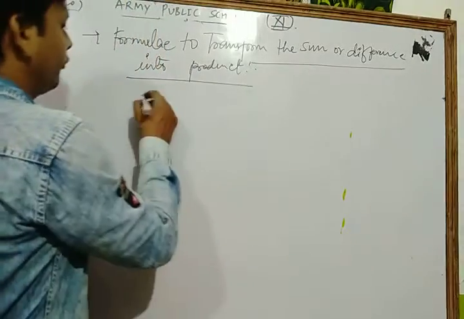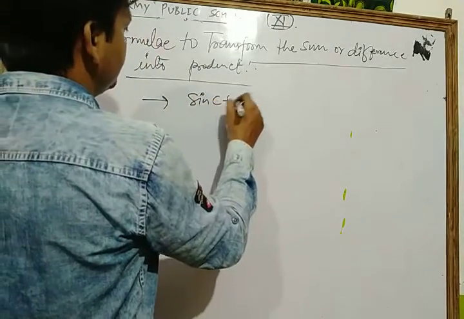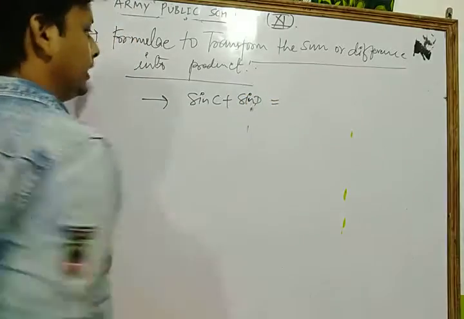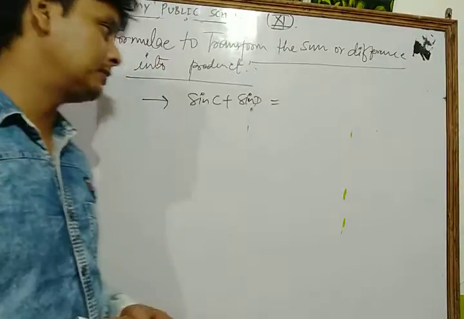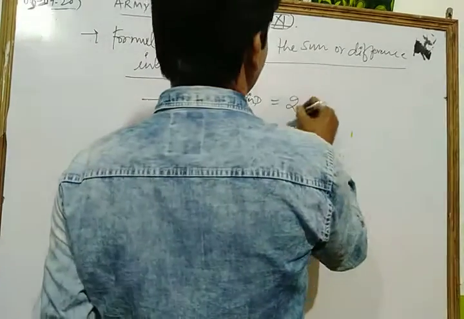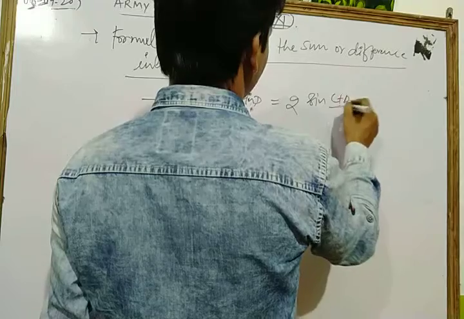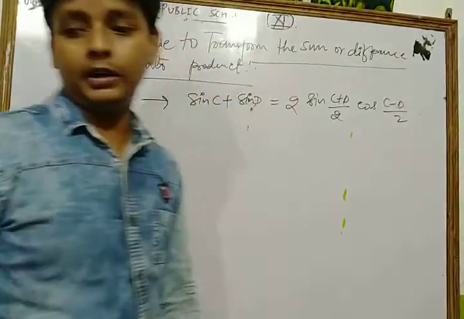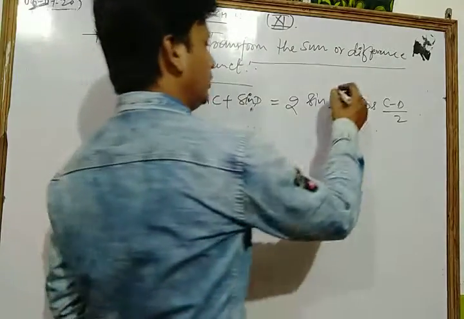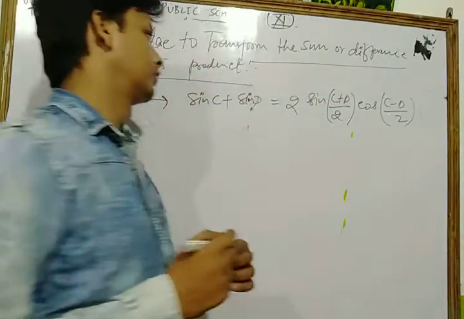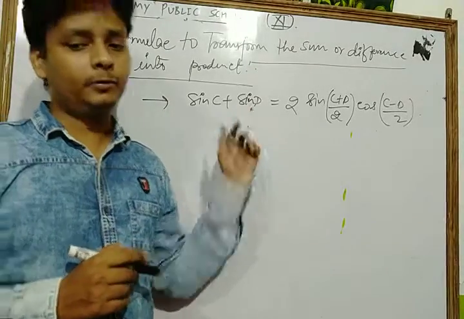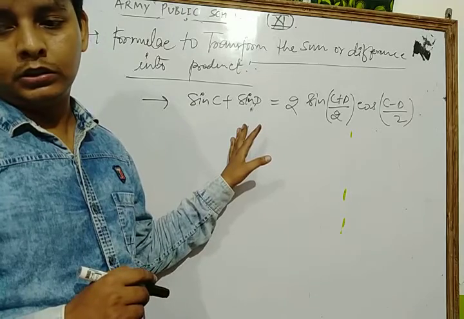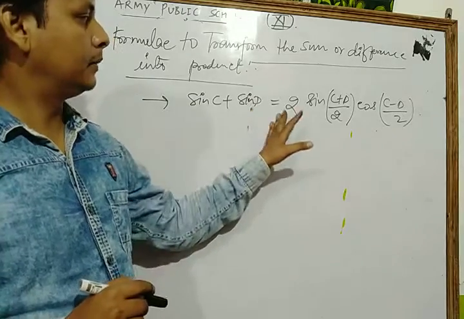Okay, let's see. First one, sin C plus sin D. The formula of sin C plus sin D is 2 sin (C plus D) by 2 into cos (C minus D) by 2. This is the formula for sin C plus sin D.